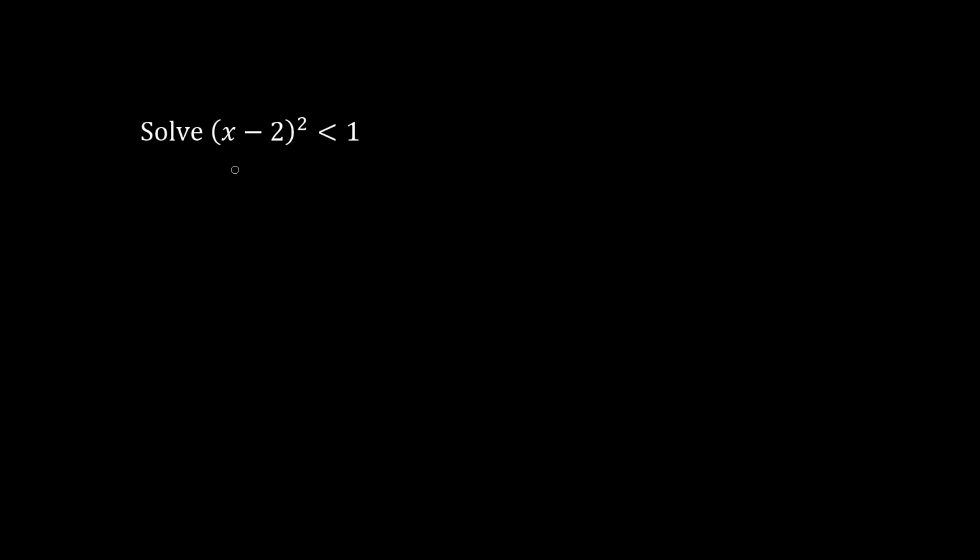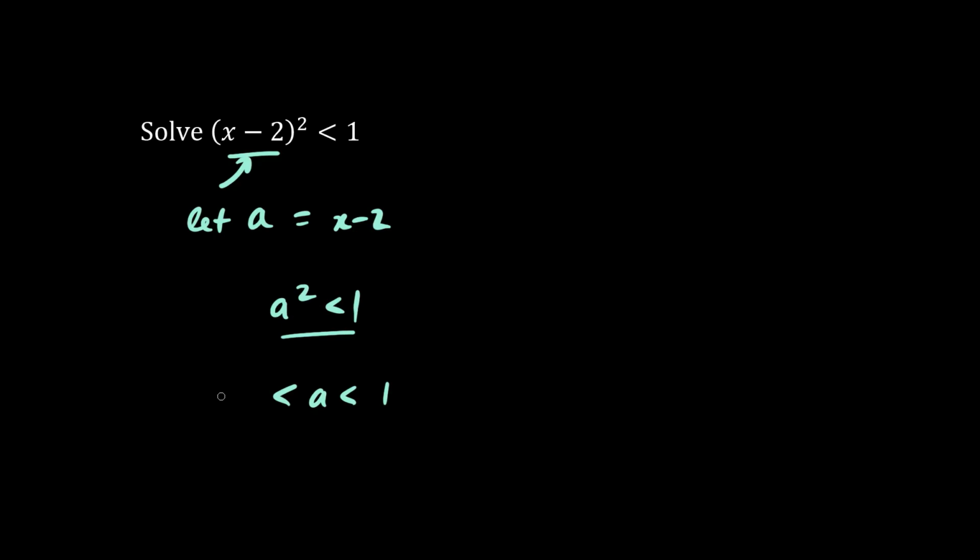To solve this quadratic inequality, let's replace x minus 2 with a. So we'll let a equal the inner function x minus 2. So the question can be thought of as a squared less than 1. And memorize that when this variable squared is less than some number, we solve for the variable by putting it between the square root of that number, which is 1, and the negative version of that number.